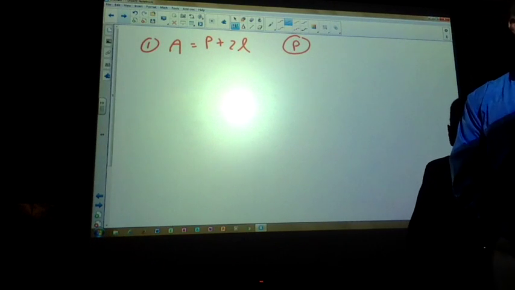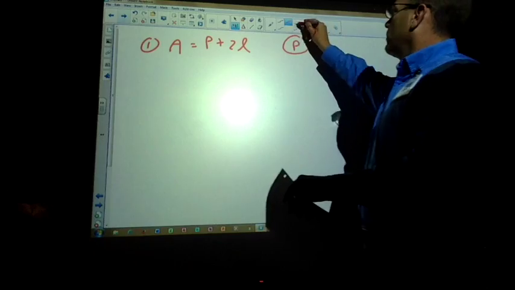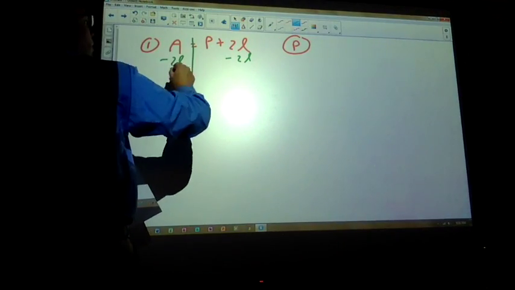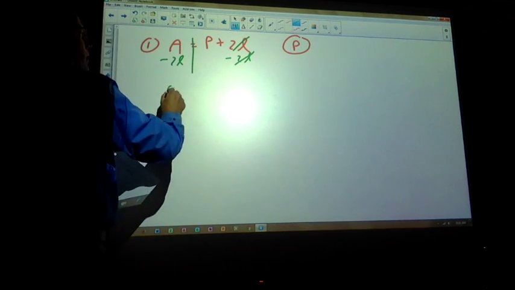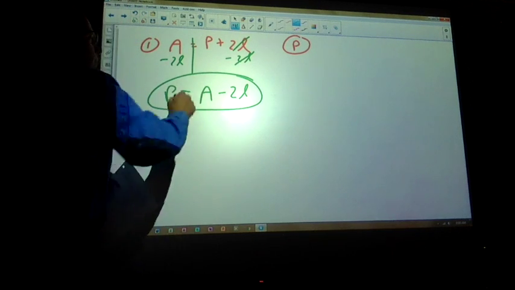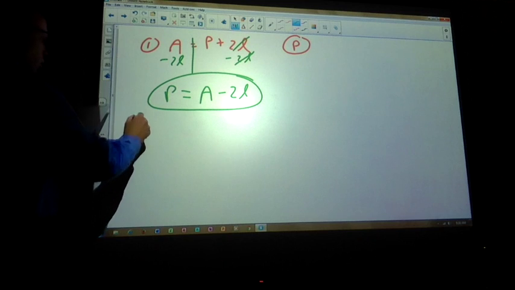What should we do? Help me, please. Minus 2L. Yeah, I'm going to subtract the 2L from both sides. So remember, we're doing this, minus 2L. P equals A minus 2L. So P is equal to A minus 2L for an answer. Sweet. Okay, and then problem number 2.